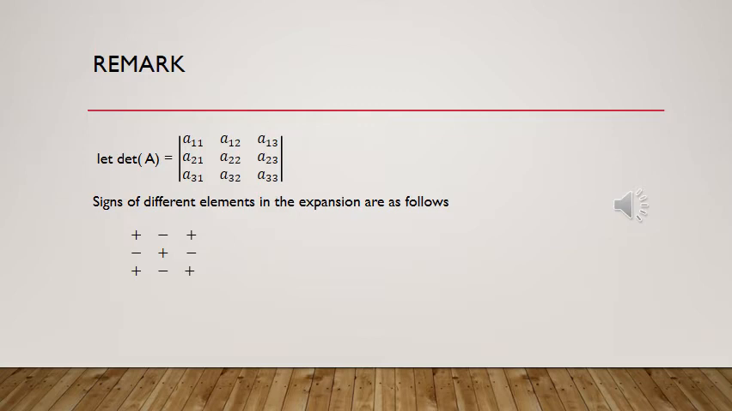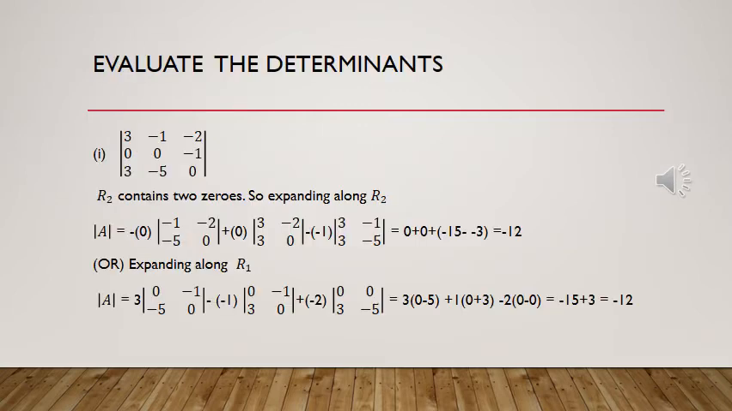So just to see the sign: first one positive, then negative, then positive. That is the first row. Then the second row will be just the opposite: minus, plus, minus. The third again plus, minus, plus. In the same way for columns: plus, minus, plus, minus. So remember the sign, then it is easy to expand. Let us evaluate a few determinants.